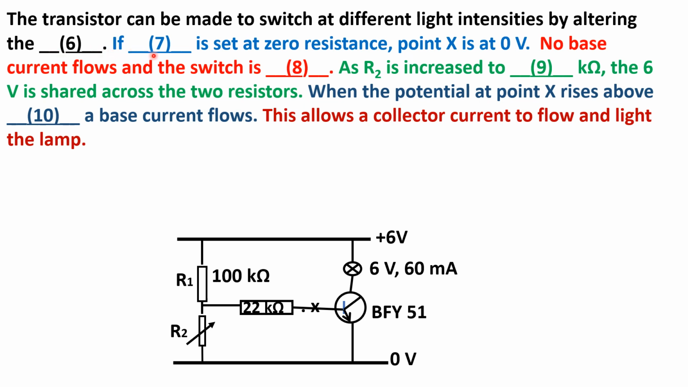If blank number 7 is set at 0 resistance, point X is at 0 volt. No base current flows and the switch is blank. As R2, meaning the variable resistor, is increased to blank kilo ohms, the 6 volt is shared across the two resistors. When the potential at point X rises above blank, that's entry number 10, a base current flows. This allows a collector current to flow and light the lamp.